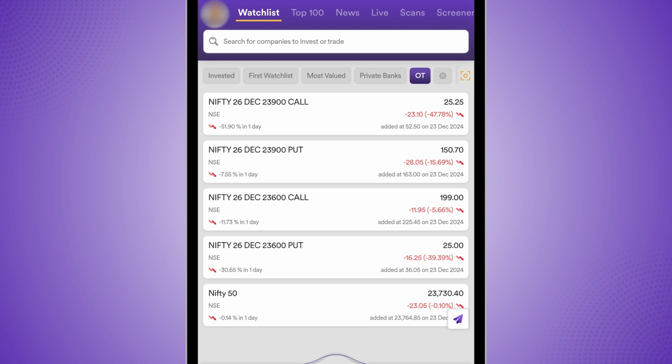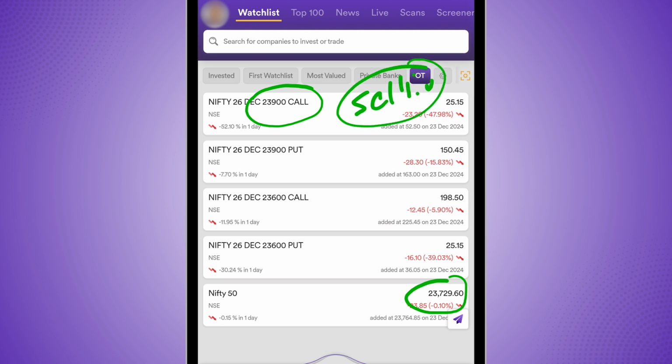Now let's understand this in a live market. Nifty, if the current market is 23,730 and I have a call option at 23,900 that I am selling. To sell this contract, there is a lot of 25, a single quantity is of 25 and the premium is 25. And the buyer is basically saying, I will have the right to buy it from you on 26th December, which is 2 days from now, for 23,900.